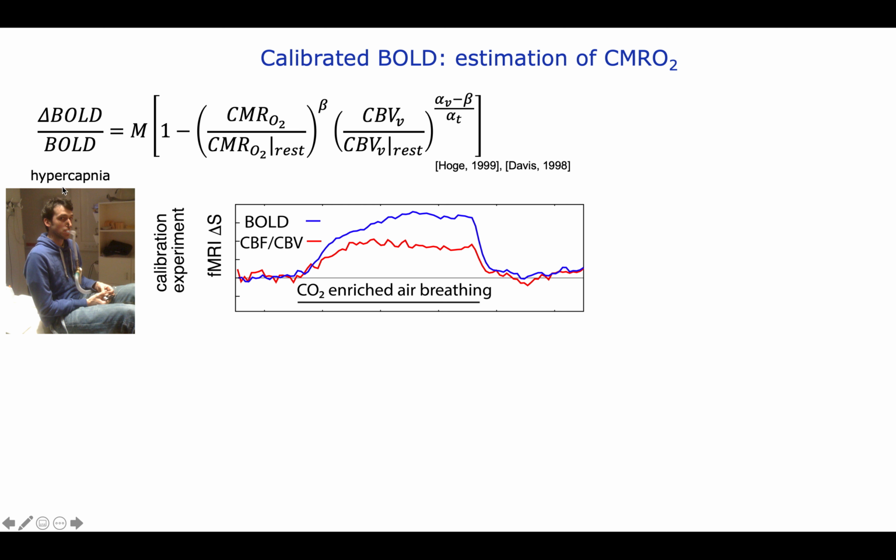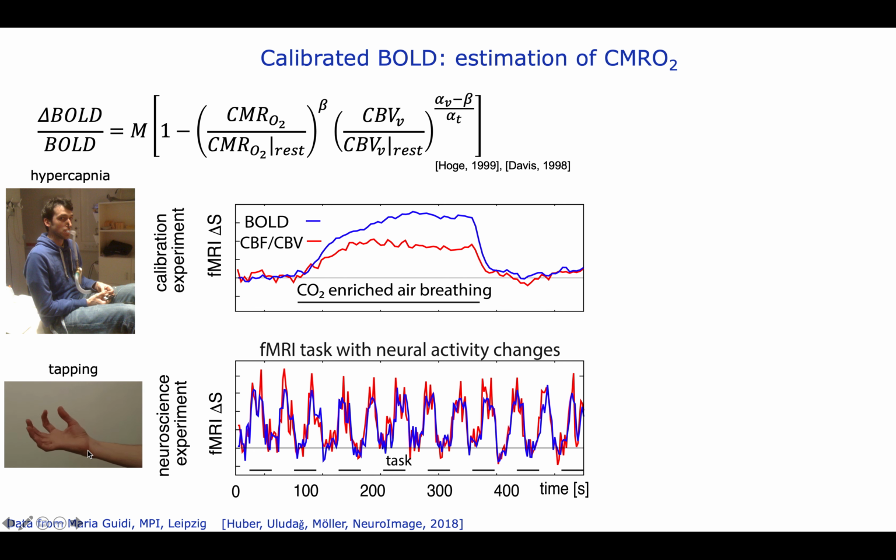In the first experiment, the calibration experiment, you give your participants gas mixtures to breathe that have an elevated level of CO2, which means that we change the vascular response without really affecting the neurons and the oxygen consumption. In the second experiment, you do your neuroscientific task, which does result in neural signal change, oxygen consumption, and also in the vascular response.